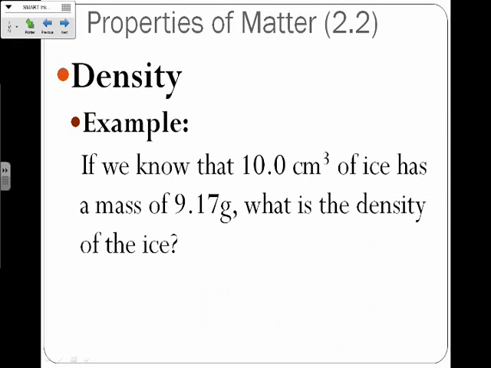Now, this is an example. If we know that 10 centimeters cubed of ice has a mass of 9.17 grams, what is the density of the ice? And remember, you take mass, you divide it by volume, and figure out the density of the ice. I want you to go ahead and pause the tape, try this on your own, and then we'll do it all together.